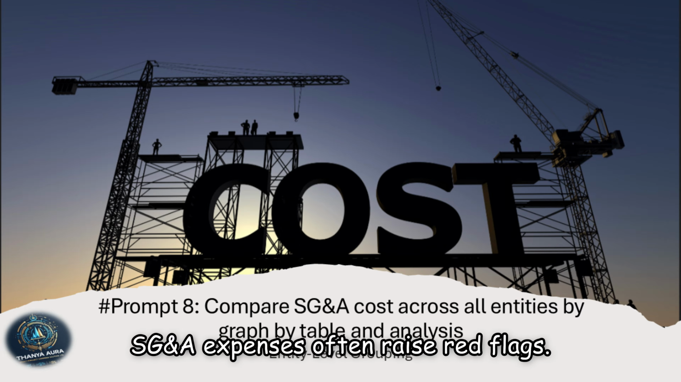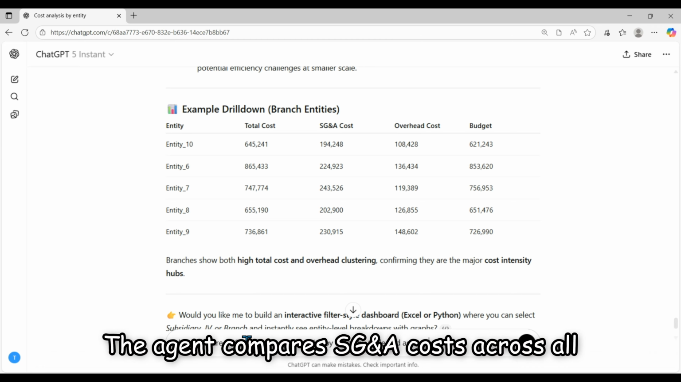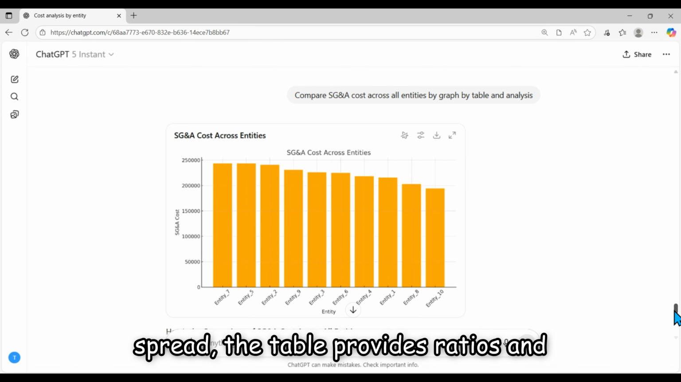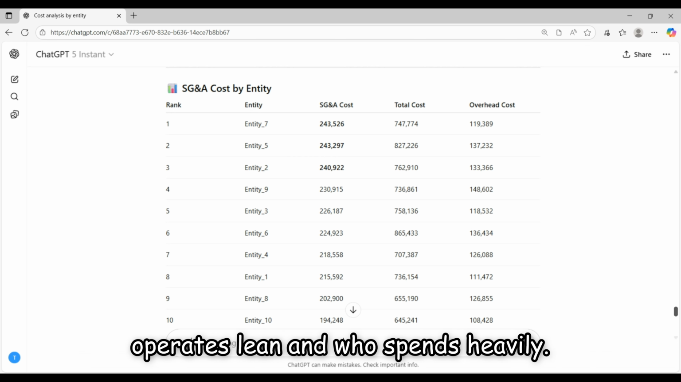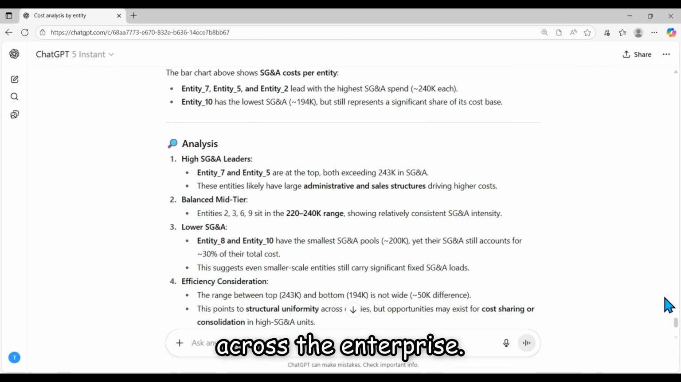SG&A expenses often raise red flags. The agent compares SG&A costs across all entities. A bar chart highlights the spread, the table provides ratios and totals, and the analysis explains who operates lean and who spends heavily. This comparison guides efficiency drives across the enterprise.